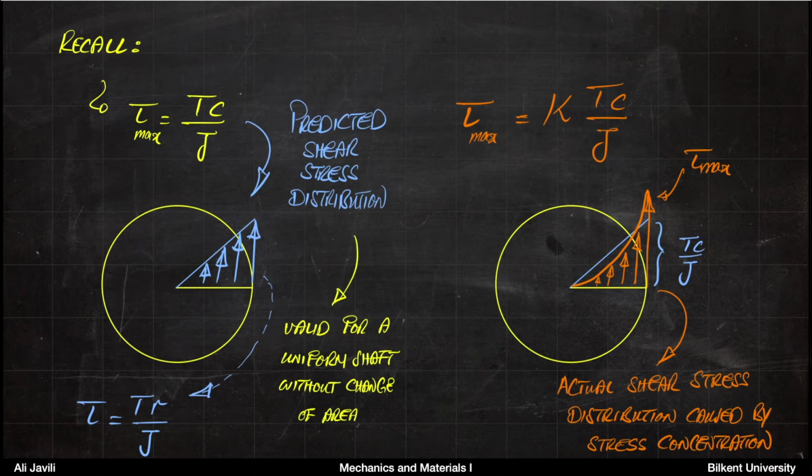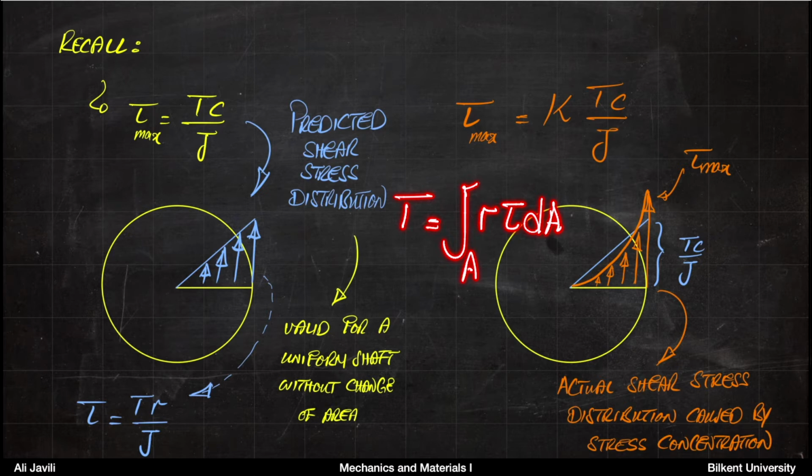And obviously, you can imagine that in this case, when you get a tau max, you also lose the linear distribution of the stress. So you wouldn't get something like this, because you can imagine the torque that you are applying in both cases is equal. And if you remember, you could calculate torque by integrating the relation like this over the cross-sectional area.